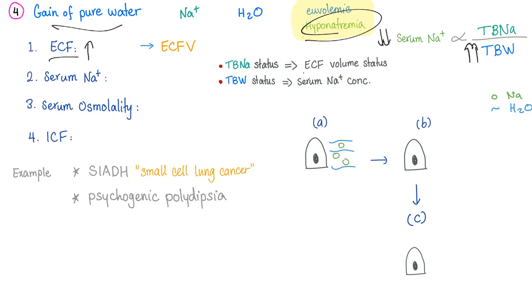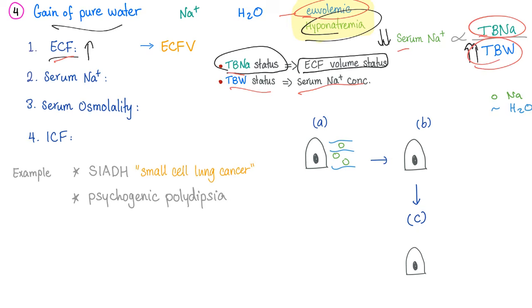Why? Because what determines the ECF volume status is the total body sodium status. And here the total body sodium status didn't change. That's why we call it euvolemic hyponatremia. I know that the ECF volume expanded a little bit, but for the sake of argument, we call it euvolemic because the total body sodium didn't change. What determines the serum sodium concentration is the total body water status, as I've told you before. Hyponatremia and hypernatremia are usually due to water problems, not sodium problems.